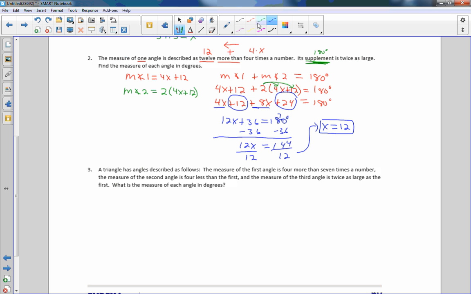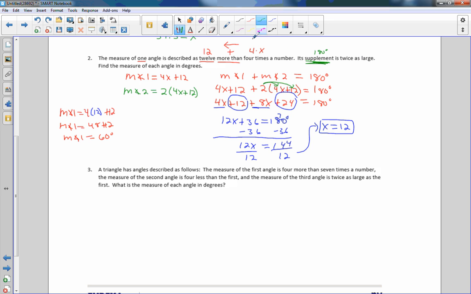So now I'm going to go back, and the measure of angle 1 equals 4 times x plus 12. So the measure of angle 1 equals 48 plus 12. So the measure of angle 1 equals 60 degrees.